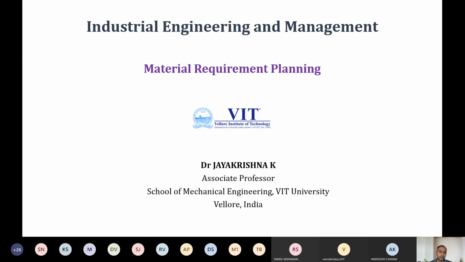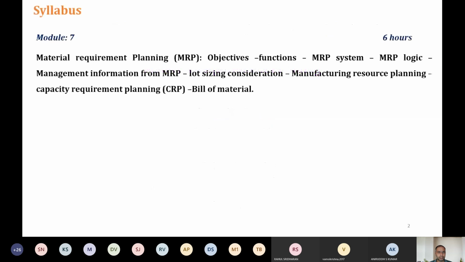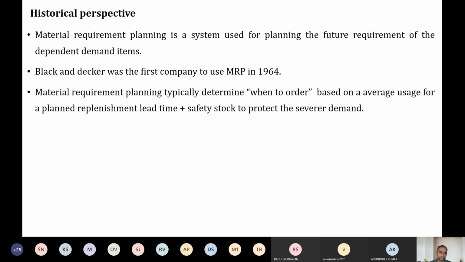So the next module will be module number 7. In this module, we are going to discuss material requirement planning. You will be learning about the objectives, the functions, the MRP system, the MRP logic, the logic behind MRP, how information flow happens in an MRP, what is lot size and what is MRP, resource planning for capacity requirement planning, we call it CRP, and bill of materials. So these are the things which we will be discussing in module number 7.